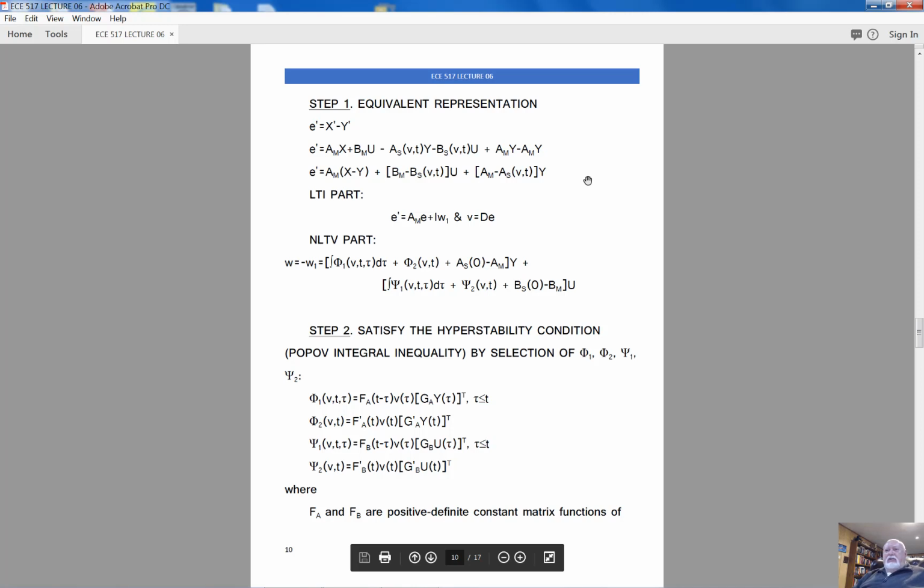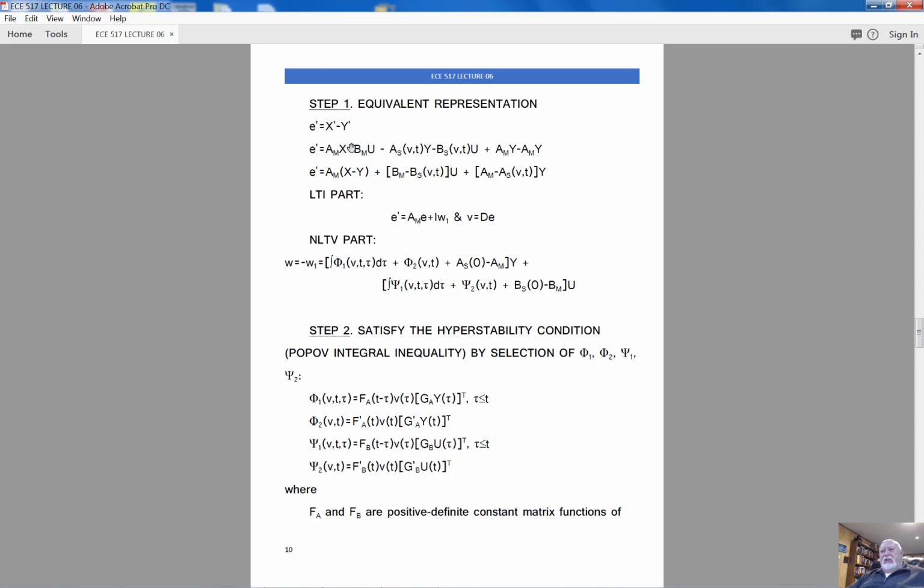Well, now we have to do these 4 steps. Step number 1, equivalent representation. We have to represent our model reference system by an equivalent negative feedback system, which is also a nonlinear system.